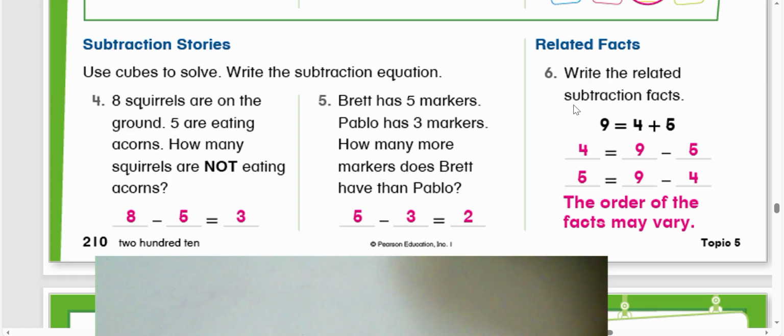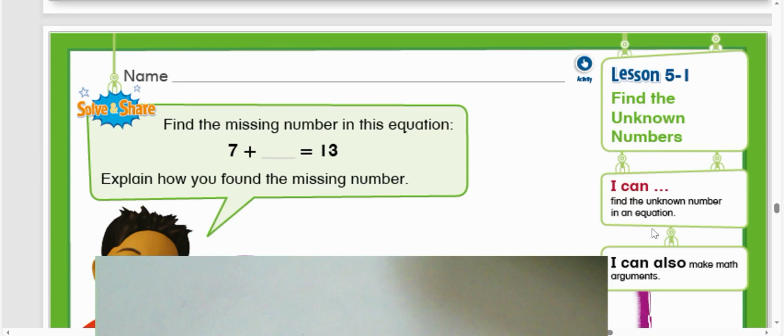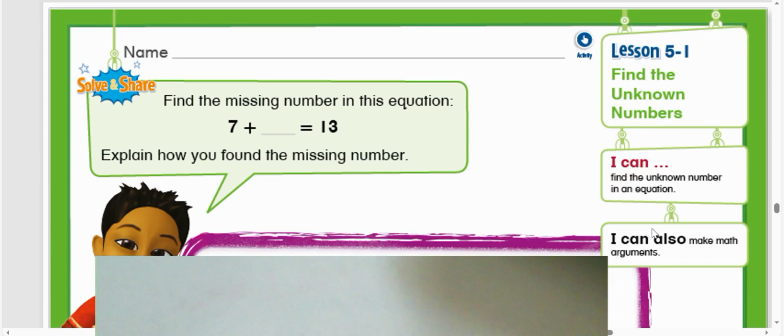Right, the related subtraction fact is 9 equals 4 plus 5. 9 minus 5 equals 4. The order of the facts may vary. Lesson number 1, topic 5.